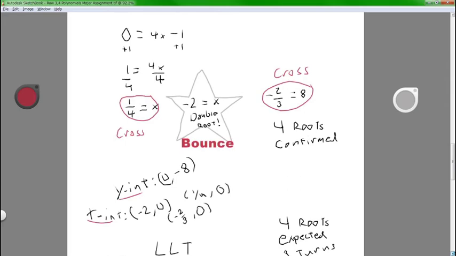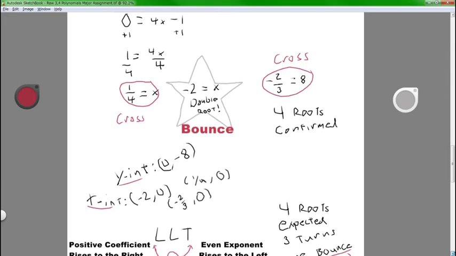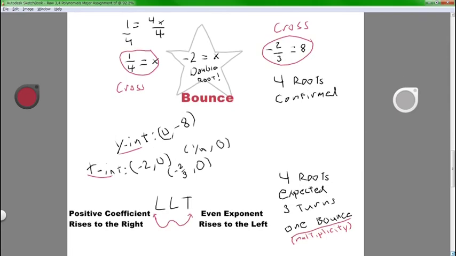Anyway, so you have 4 roots confirmed. I expected 4 roots because the leading term test determined, because the exponent was to the power of 4, I expected 4 roots, and I got 4 roots. Wonderful. With a double root. And then the y-intercept is pretty easy. It's just that constant, so it's a negative 8. So I know that the graph is going to intercept at 0, negative 8. And then the x-intercepts I knew would be negative 2, 0, negative 2/3, 0, and positive 1/4, 0.